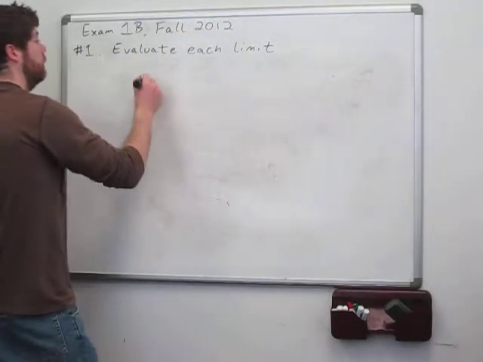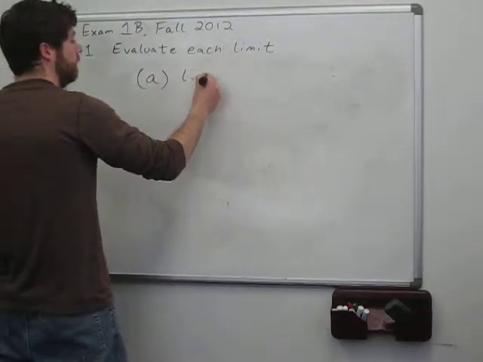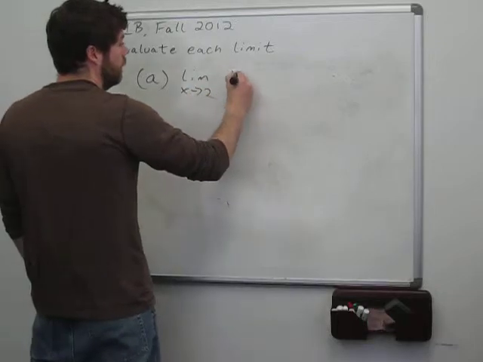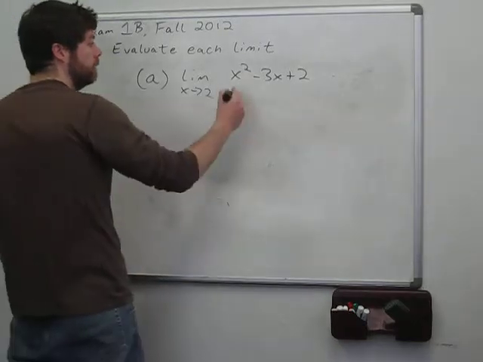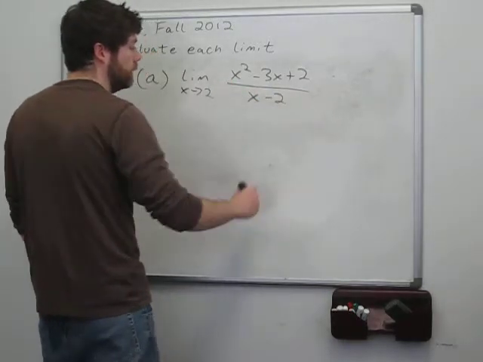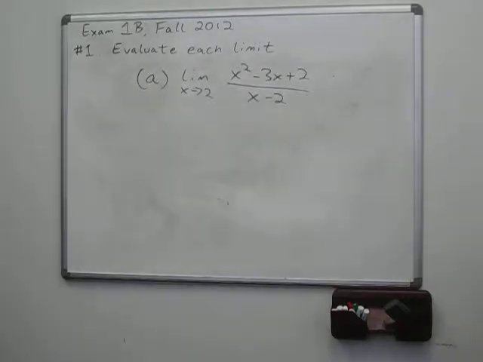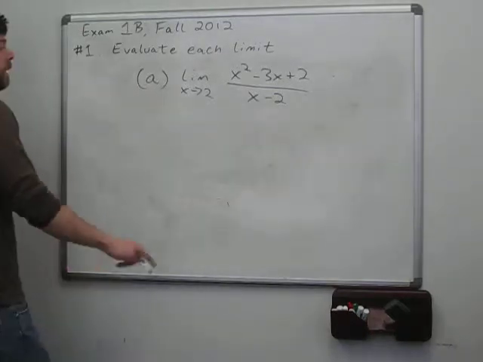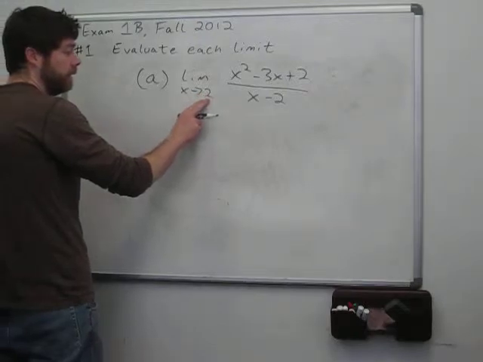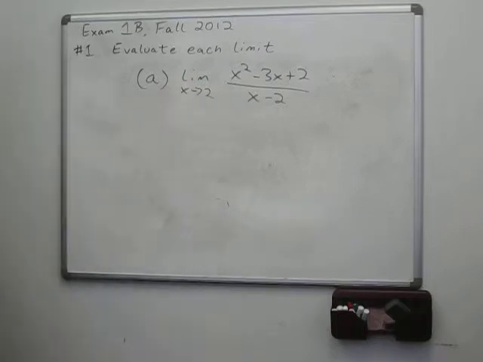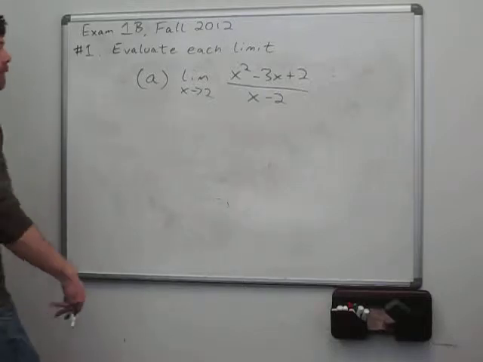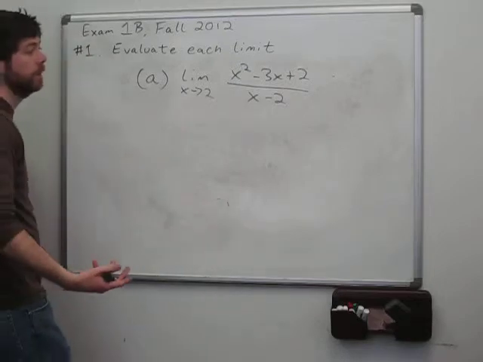Part A wants us to find the limit as x approaches 2 of a rational function. x squared minus 3x plus 2 over x minus 2. Now our plan of attack with finding limits as x approaches some finite number of a rational function is to simply start by plugging this number in and seeing what we get out. If we get a number, then the limit is simply equal to that number. If we end up dividing by 0, then we have to do a little bit more work.